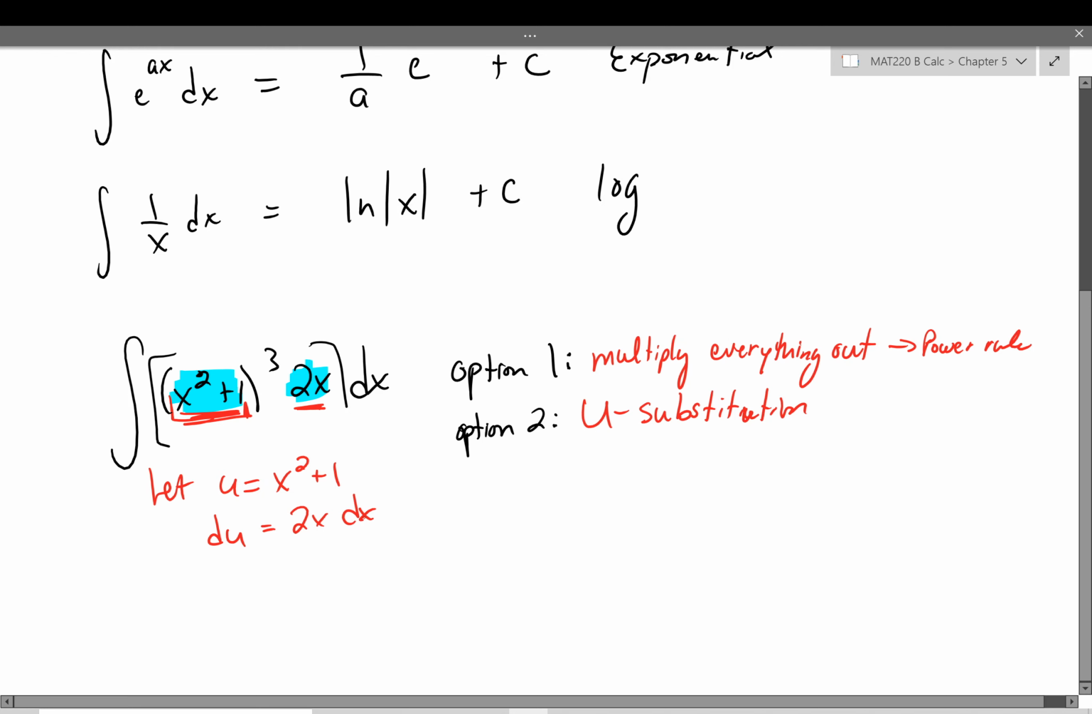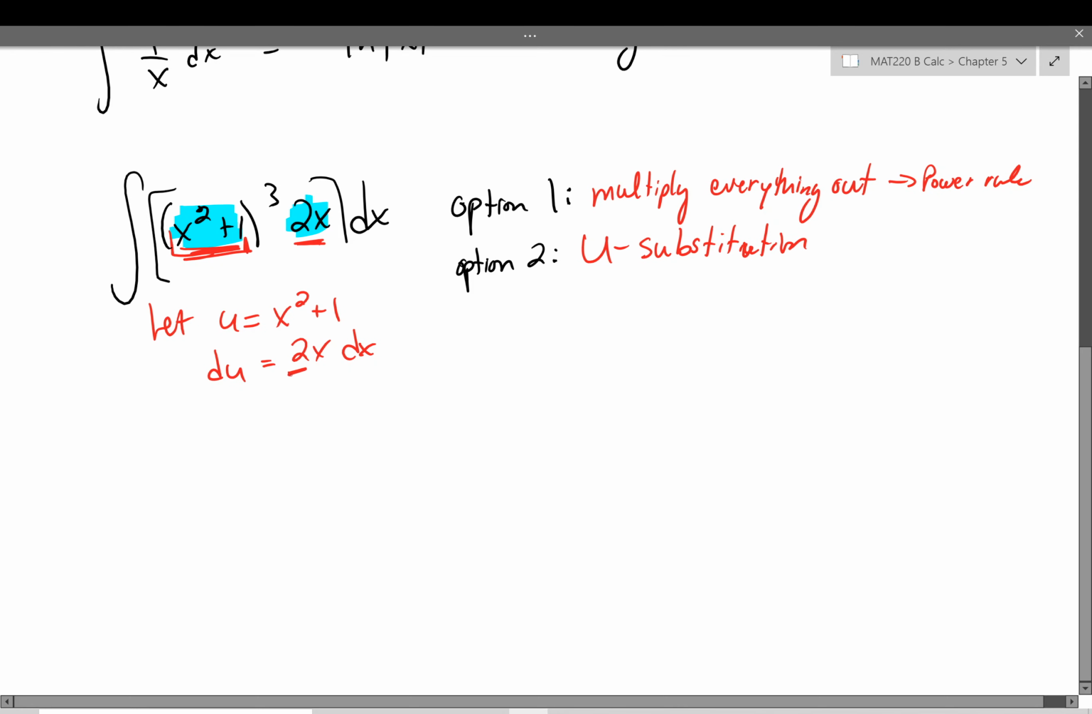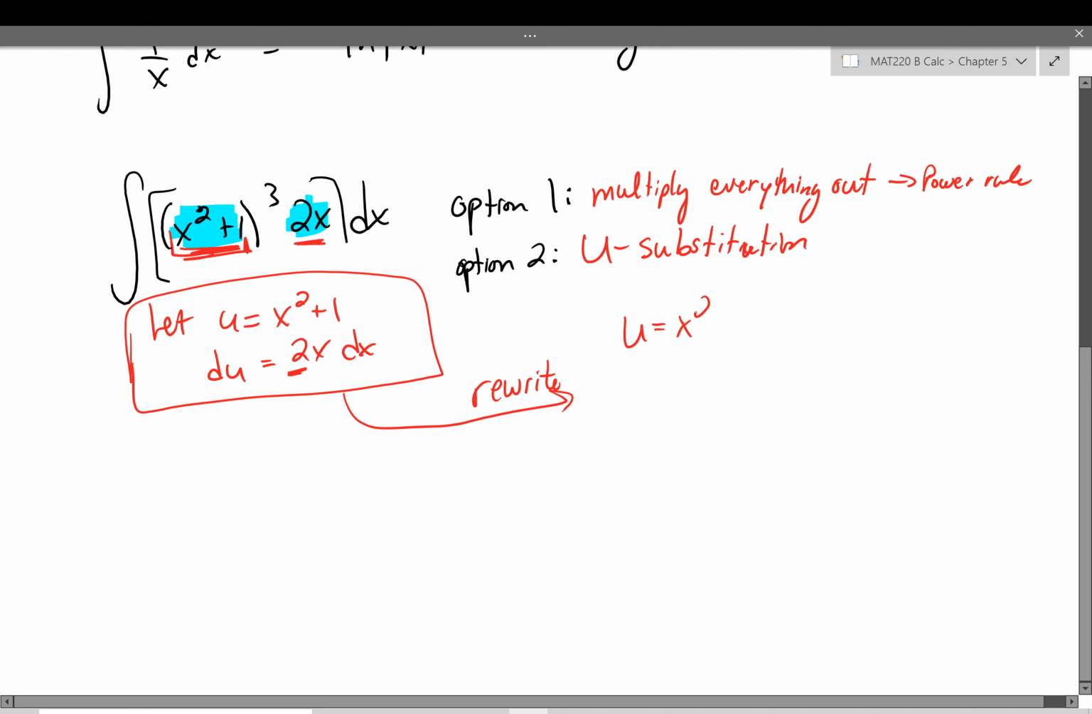Now, this is my little thing. I think every professor prefers one or the other. If you ever have a constant, a coefficient out front, I want you to take this whole thing and rewrite it as u equals x squared plus 1. And then divide both sides by 2 to give us 1/2 du equals x times dx. Now, there is a reason why I want you to do that.